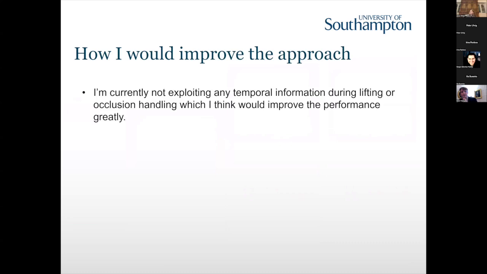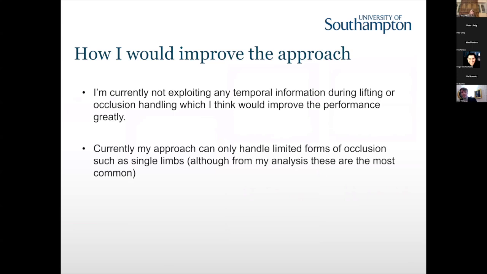So I'm not currently exploiting any temporal information during the lifting or occlusion handling, which I think would improve performance greatly. And currently my approach can only handle limited forms of occlusion such as single limbs, but these are the most common forms which you'll find. You'll never find a scenario where the left arm and the right leg is missing. In that scenario, you've got a cross-body occlusion, which means the entire pose is missing.